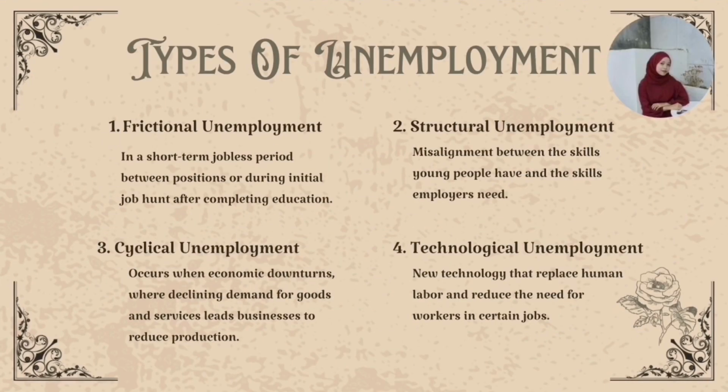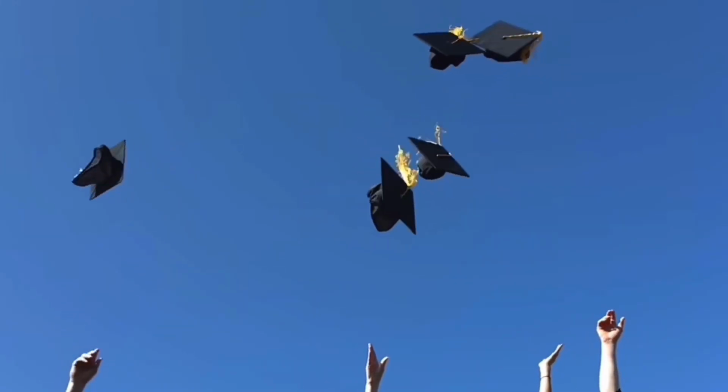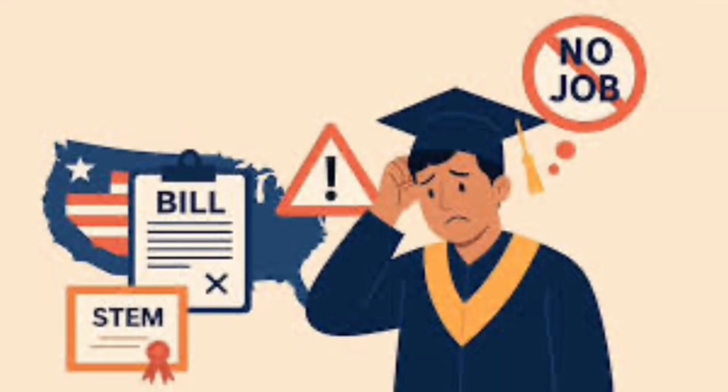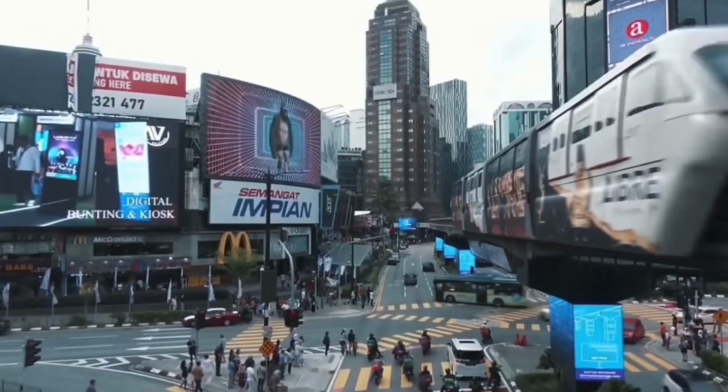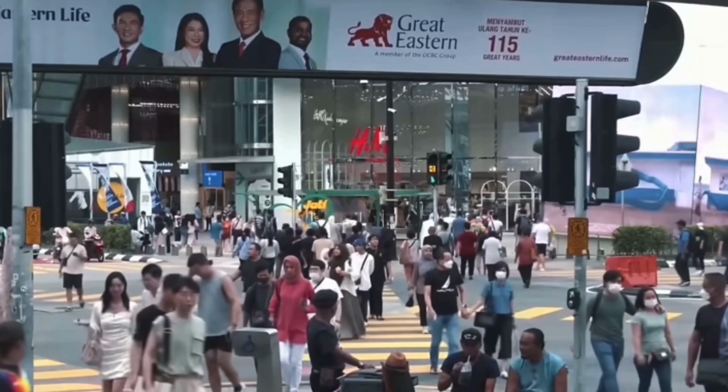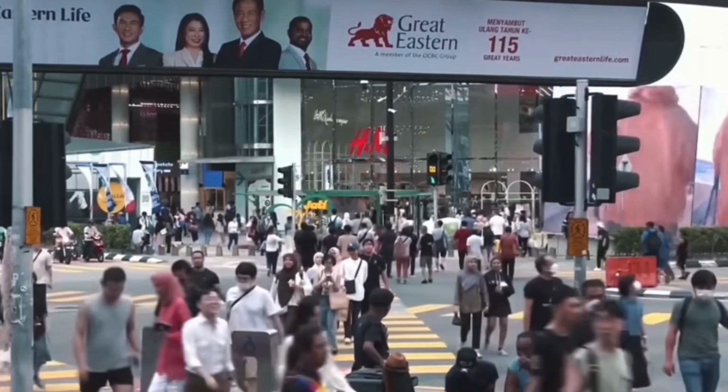Today, I would like to talk about types of unemployment. So the first one is frictional unemployment. It means a short-term jobless period between positions or during the initial job hunt after completing education. Young people who have completed their education are often initially unemployed as they actively seek jobs that match their qualifications or interests.